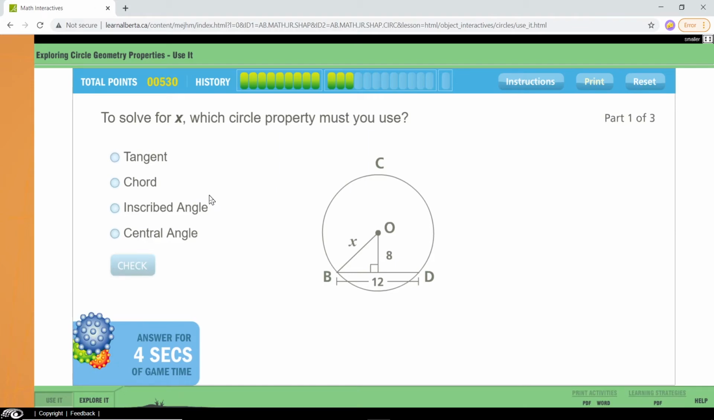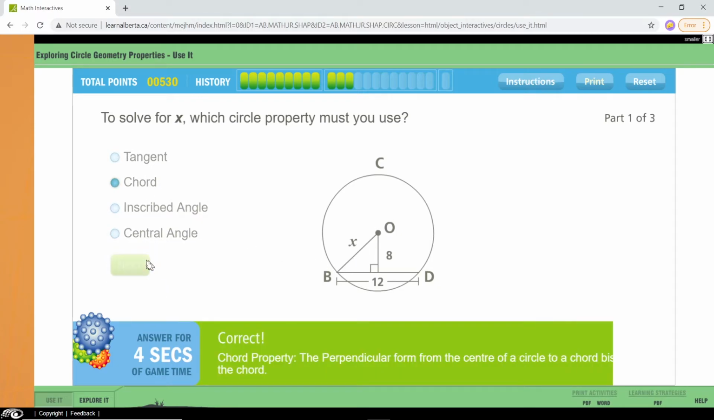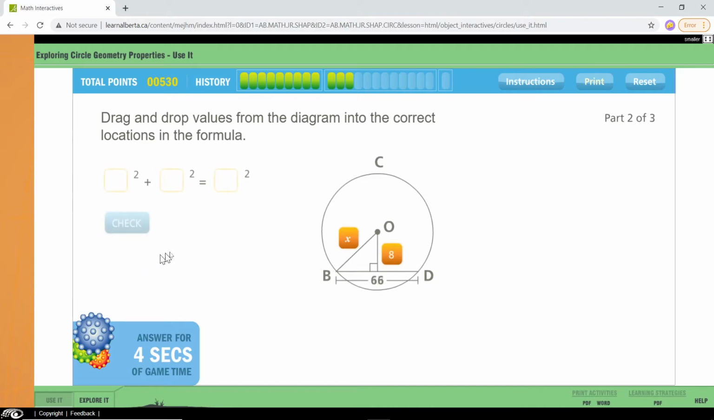To solve for x, which circle property must you use? So still the same. As you can see, there's a chord, and the answer is chord, because there is a perpendicular from the center of the circle to the chord. Okay, now drag and drop the values from the diagram into the correct locations in the formula.